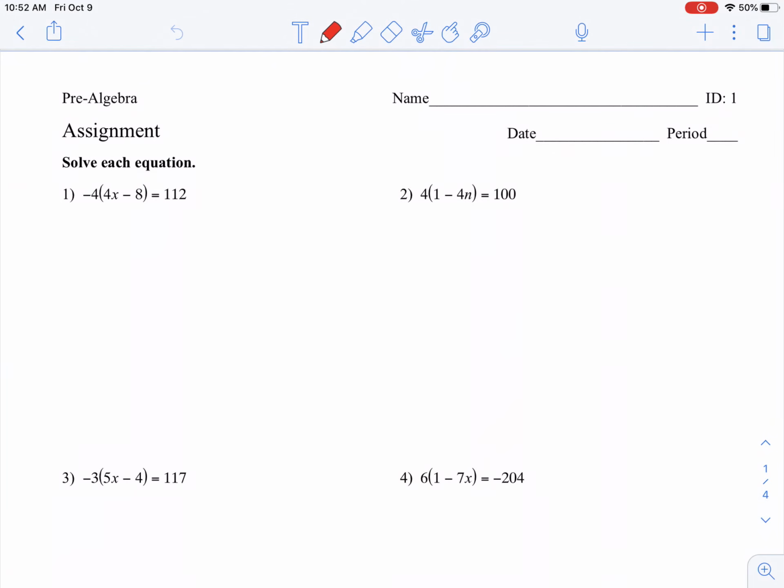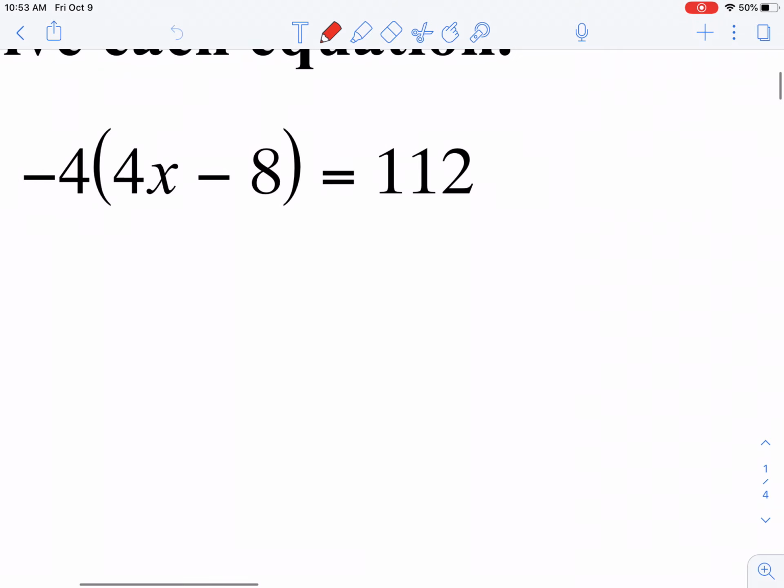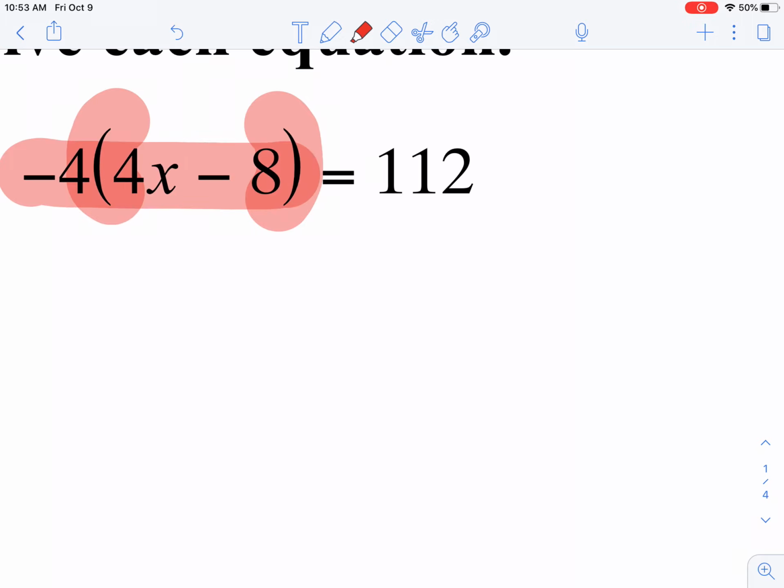Today is lesson 2, quarter 2, week 1. So we're going to look at solving equations that have distributive property in them. And so distributive property really just means they're problems that have parentheses in them. And so what this does is it's going to create a certain way that you're going to do the problem.